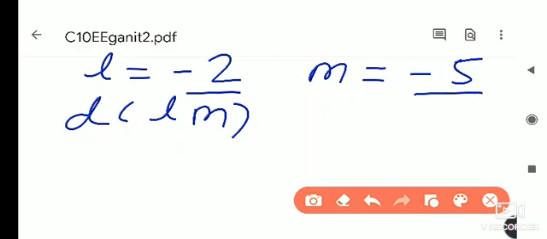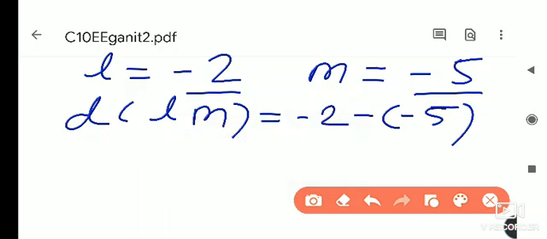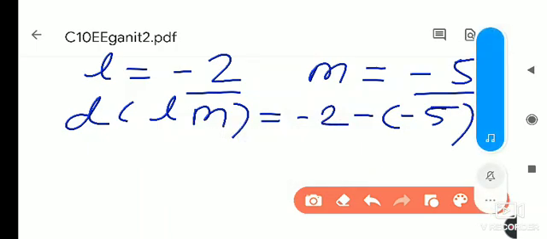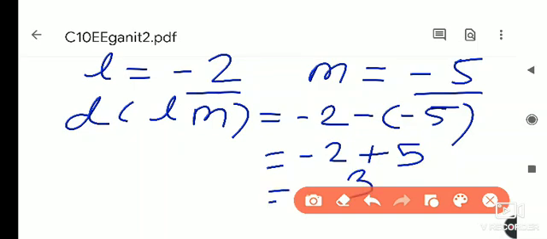So in these two numbers, which is the greater one? -2 is greater than -5. So here it is -2 minus -5, minus minus becomes plus, so 5 minus 2 is equal to 3. In this way we are finding the distance between the two points.